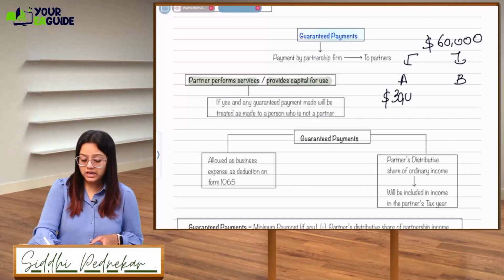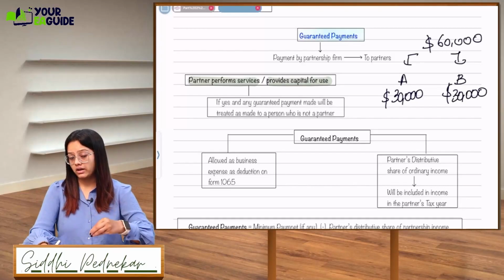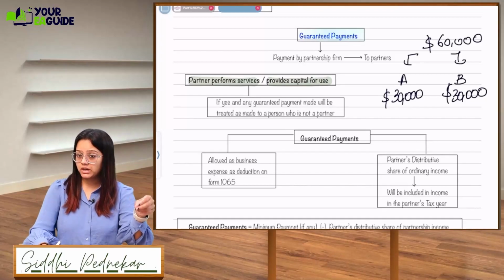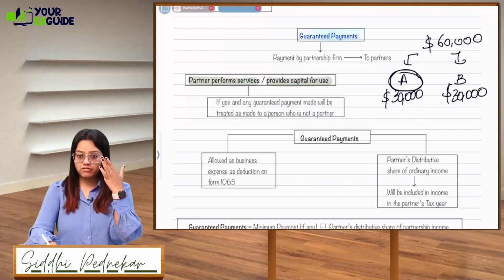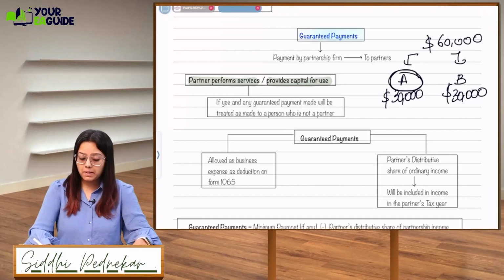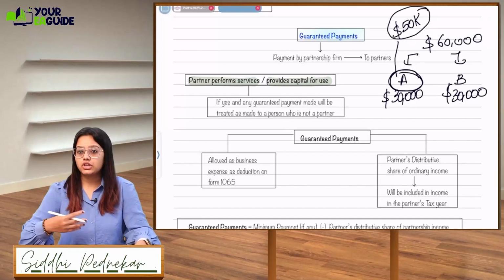So Mr. A is going to receive 30,000, Mr. B is going to receive 30,000. So this is a distributive share. But as per the partnership agreement, or let's say they have mutually agreed that Mr. A is going to receive a minimum of $50,000 each year.